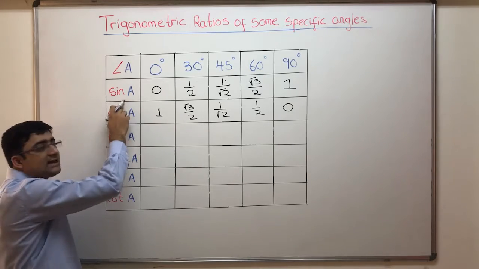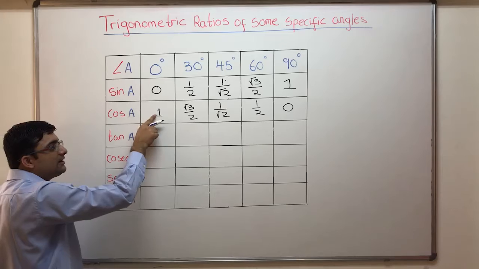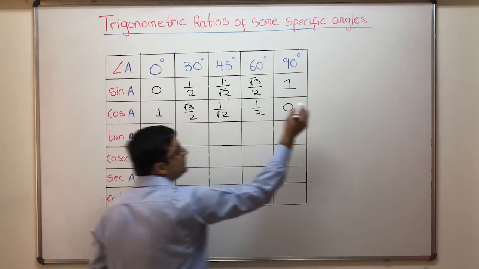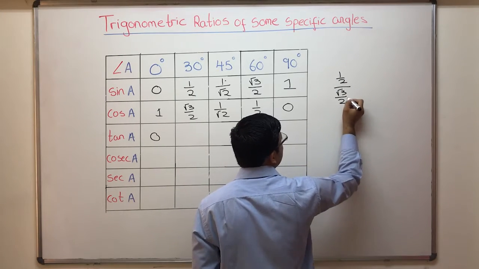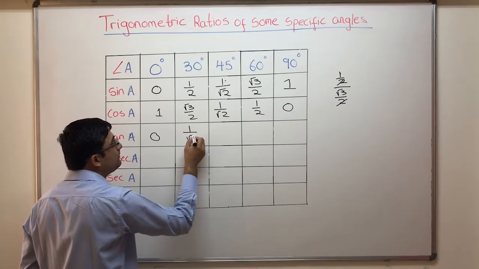Next, what is tan? Recall I told you tan is sine by cos. So tan is sine divided by cos. So 0 divided by 1, 0. Then half divided by root 3 by 2. So 2 and 2 cancel, so 1 by root 3. So tan 30 is 1 by root 3.